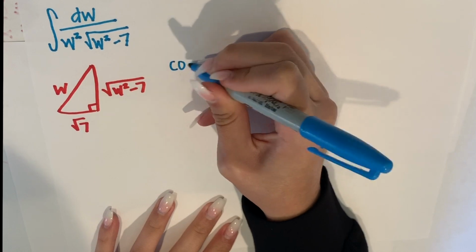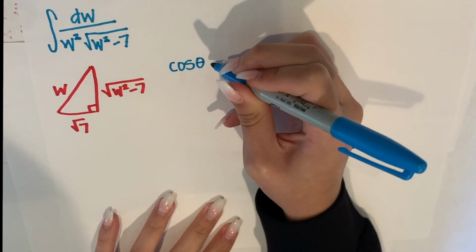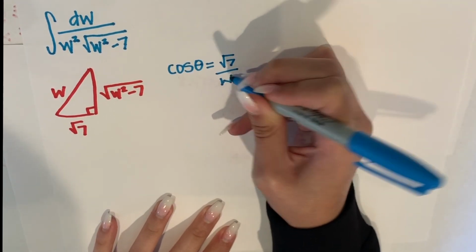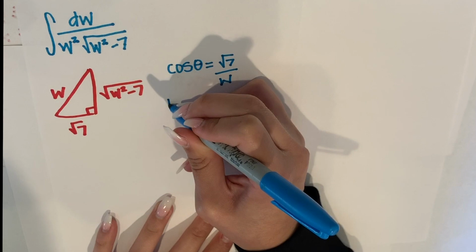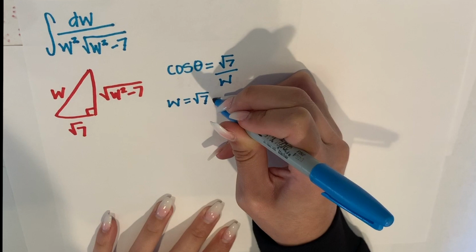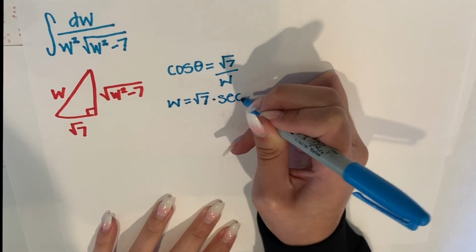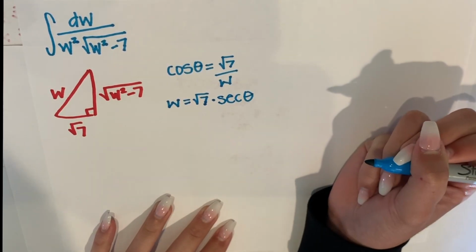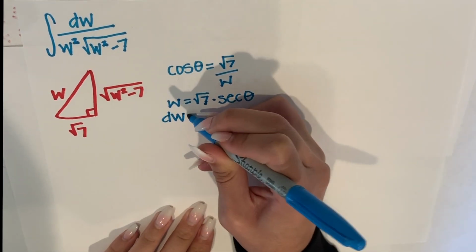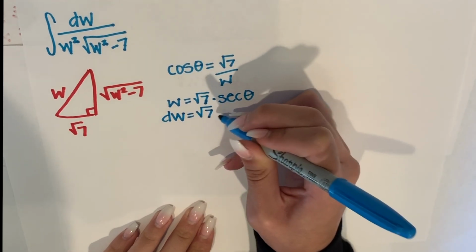So now we're going to be using SOHCAHTOA. So first, we start with cosine of theta equals the square root of 7 over w. Now we need to solve for w. So w equals the square root of 7 times secant theta. So now we take the derivative of square root of 7 secant theta. So that will be dw equals square root of 7 secant theta times tangent theta.